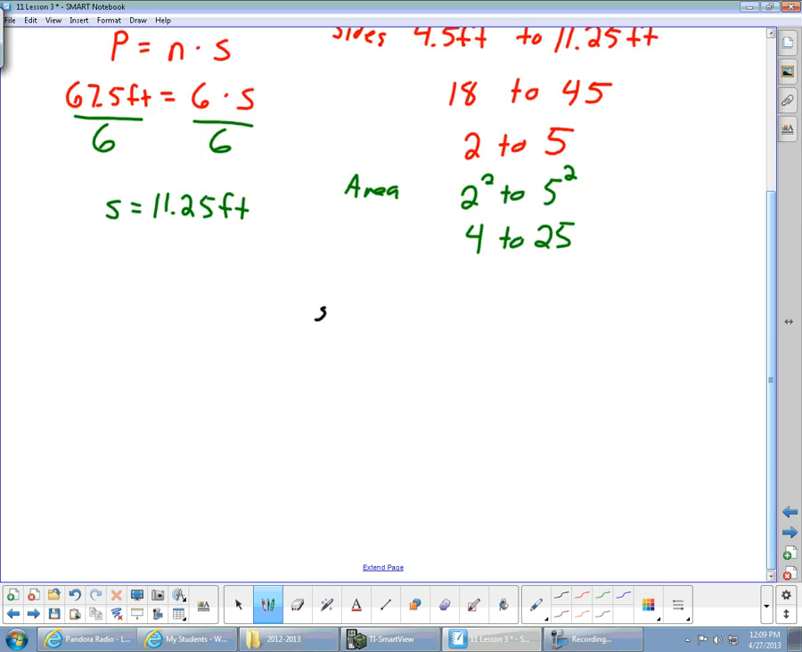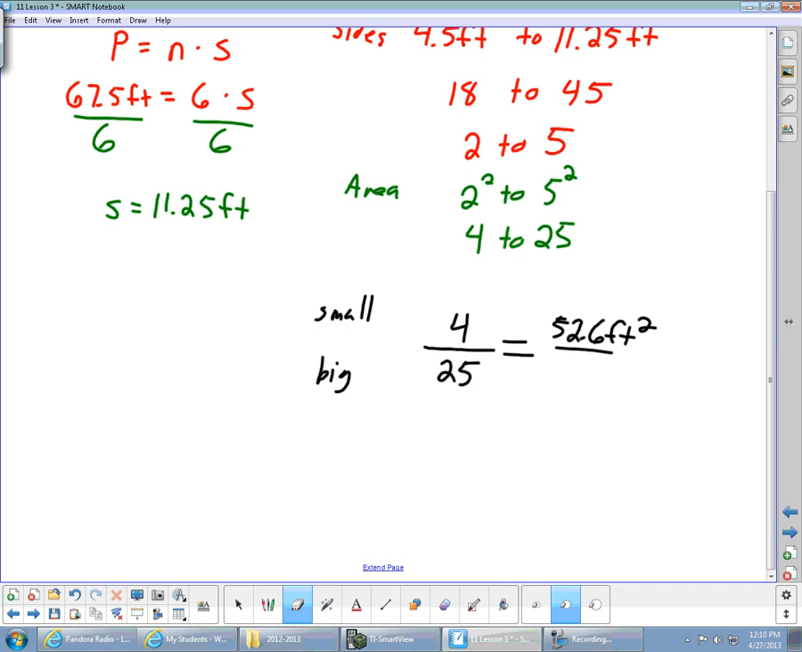So let's go small over big for our proportion. And so I'm going to put 4 over 25. That's the ratio we know for the areas, but the actual area, now I can't remember. Let's look up. 52.6 square feet. Units are important here. 52.6 square feet was what the actual area of the smaller hexagon trampoline was. So now what we want to find is the actual area of the bigger hexagon, so that's going to be our x. We'll just call that x for our variable.